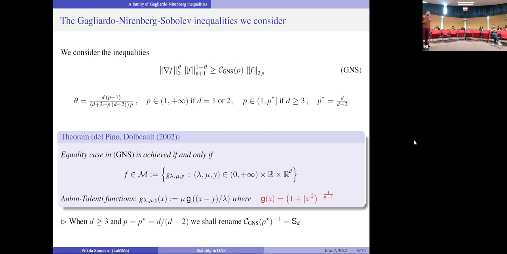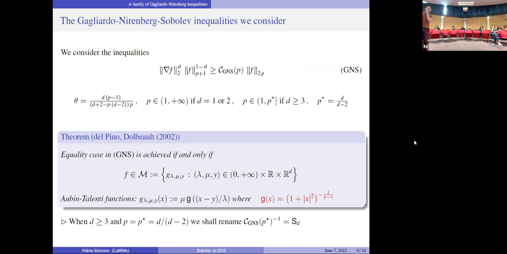Now, what we are interested in is to actually understand the question of stability in a particular family of Gagliardo-Nirenberg inequalities. Gagliardo-Nirenberg inequalities are something that you can obtain from Sobolev by interpolation. So instead of controlling the 2p star norm here on the right, you control a 2p norm, where p is between 1 and p star. Remember, p star is this here. And you can control this by the gradient of f in L2 and f in L^{p+1}. Of course, for homogeneity reasons, you need an exponent theta here and 1 minus theta here. Well, theta can be computed by scaling, basically.